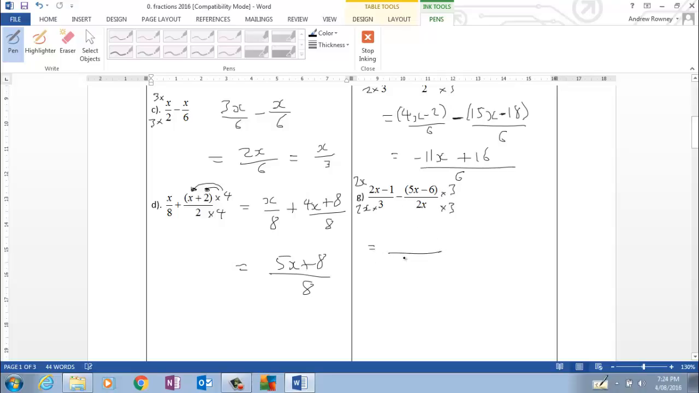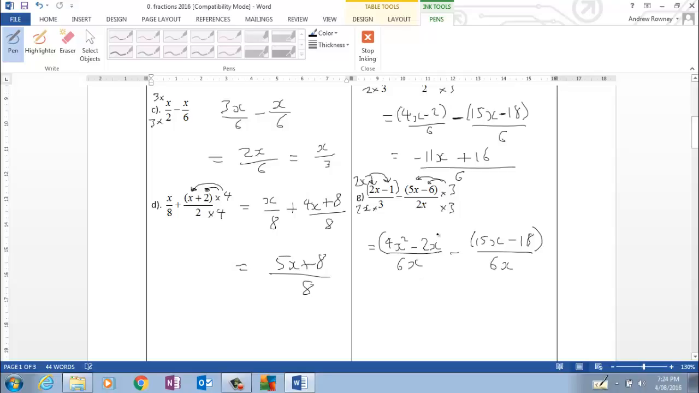Okay, so the first one, if we times 2x by this bracket, that's got to get multiplied into both of those terms. 2x times 2x is 4x squared. 2x times 1 is 2x, and it's a minus. And then we've got the take. And the second term, we've got 6x again, and the 3 gets multiplied into these two terms. So we've got 15x and 18.